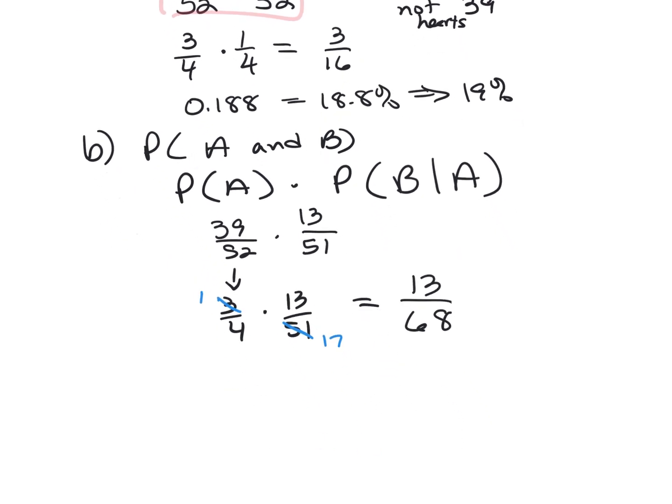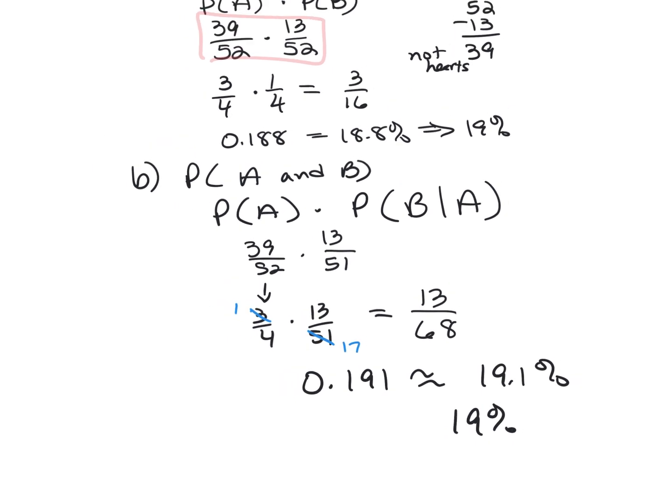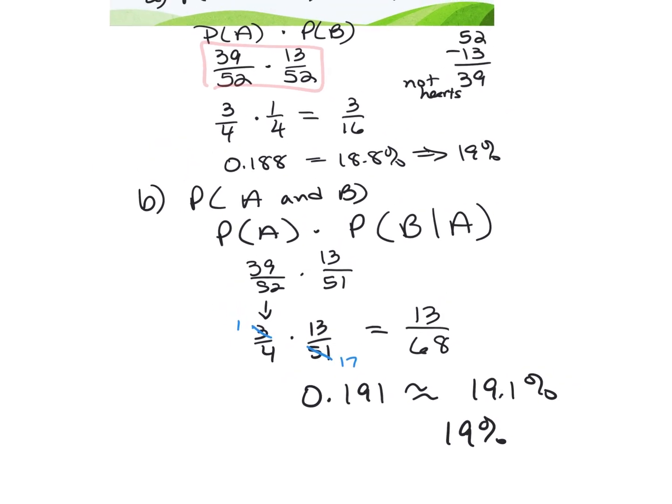Divided and made into a decimal, 0.191. As a percent, 19.1%. Rounded to the nearest whole percent, 19%. So notice both percents rounded are the same thing, whether you replaced it or not. But more exactly, the first choice was a little bit less. It was 18.8, but rounded, they both round to 19. And that is it for the notes on 12.2.